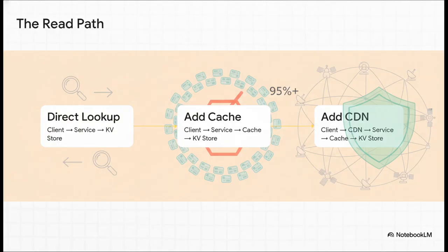So how do we build the read path for maximum performance? Well, we could start with a simple lookup, client to service to database. But that won't scale. So next, we add a cache, like Redis, to handle all the repeat requests. But to handle truly global viral traffic, we need to add a content delivery network, a CDN, at the very edge. The goal here is for over 95% of all clicks to never even reach our servers.